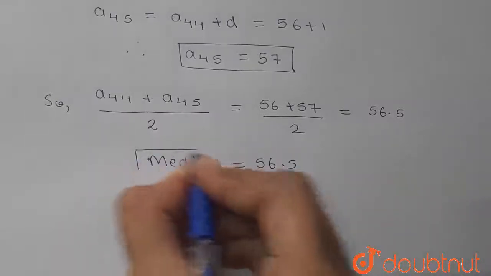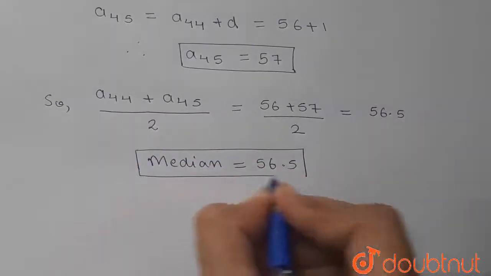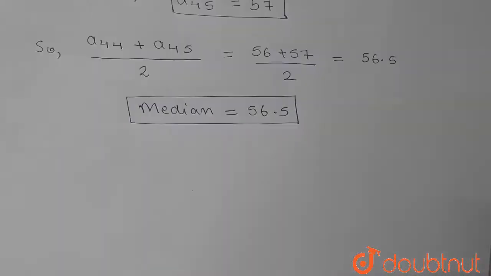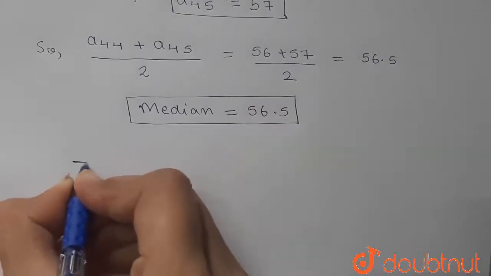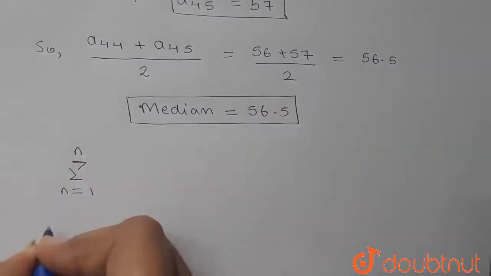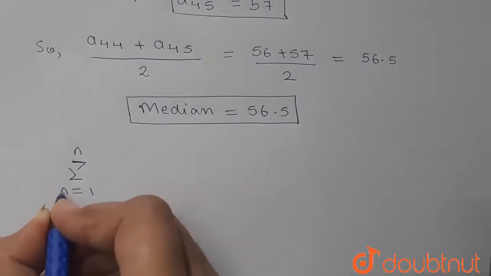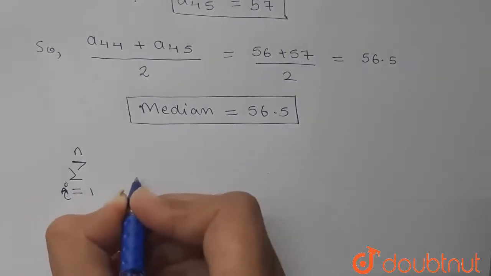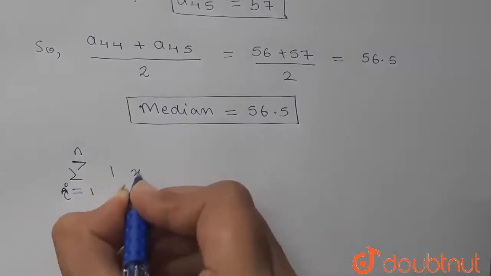Why have we calculated this? Because in the formula of mean deviation, what is the formula? It is the summation from i equal to 1 to n of mod of xi minus m.